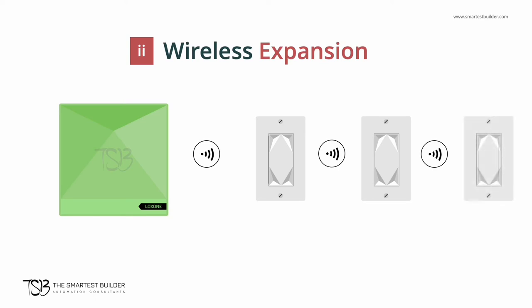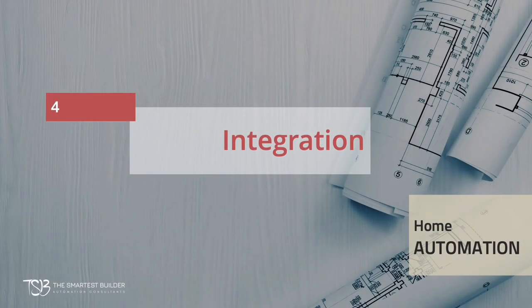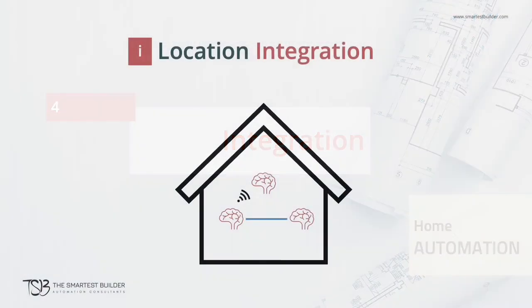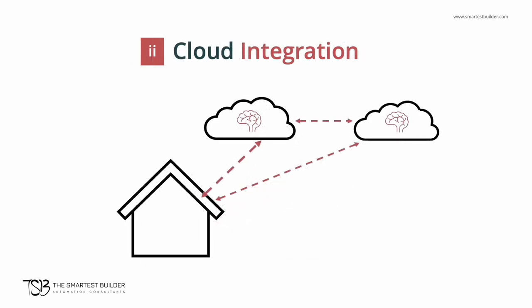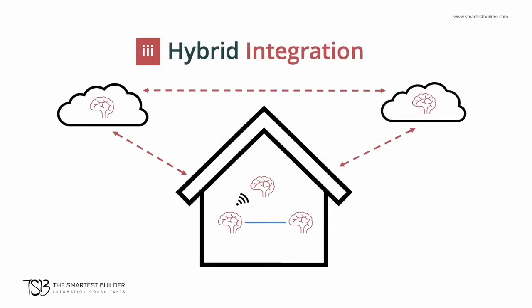The final characteristic to consider for home automation is how devices work with other manufacturers. As your automation needs grow, you cannot expect a single company to cover all your needs. How the devices communicate with each other is called integration. Integration can be done in three different ways. Number one, local integration. This is where devices communicate with each other over a wireless or wired method within the home. Number two, cloud integration. This is where devices communicate with each other from their respective internet servers. And finally, number three, hybrid integration. This is where devices communicate both locally or cloud-based, depending on what's needed.